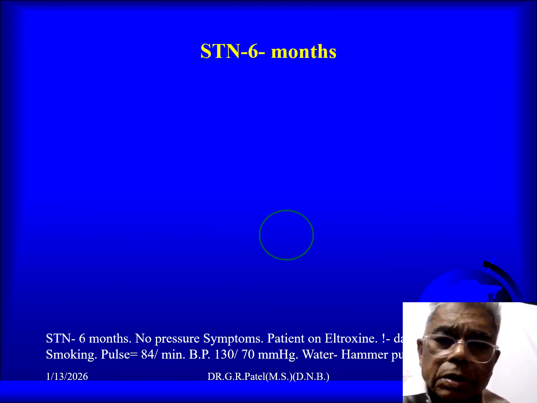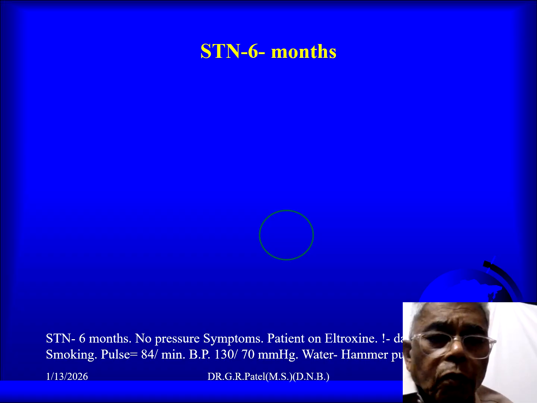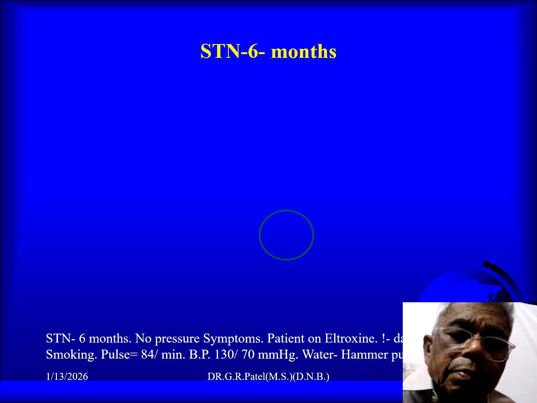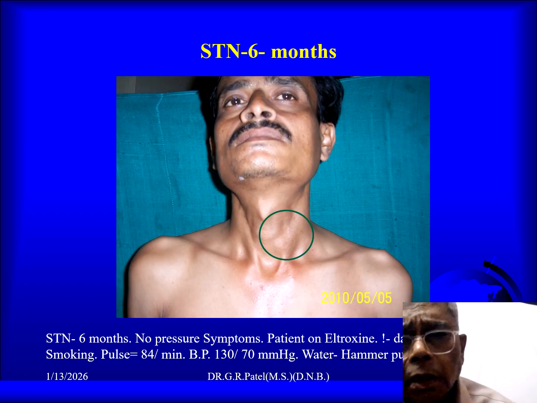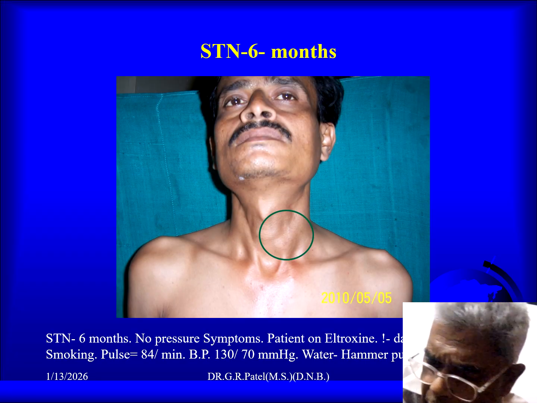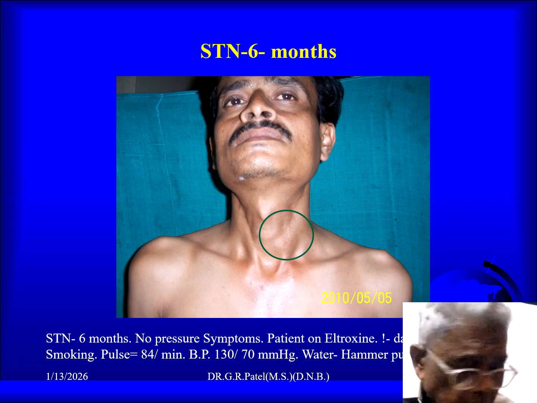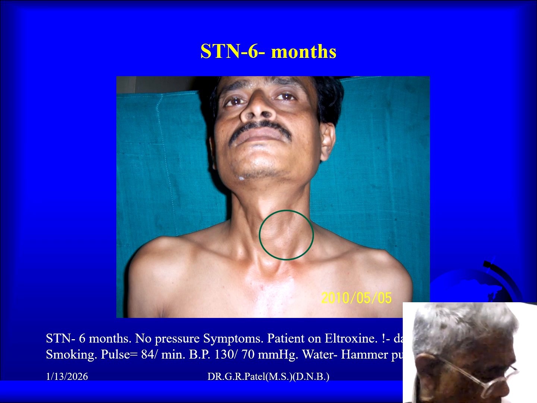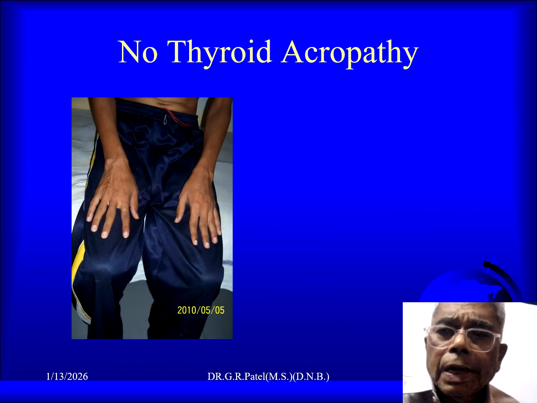6 month duration, no pressure symptoms, patient on thyroxine and smoking, pulse 84 per minute, BP 130/70, water hammer pulse. The patient was subjected to radical neck dissection on the left side, and the node was adherent to the jugular vein, so the vein was saved.